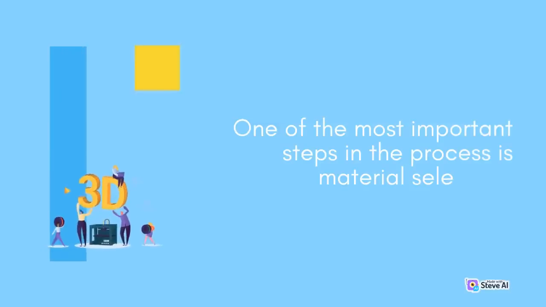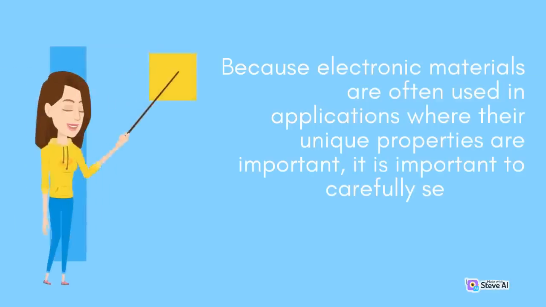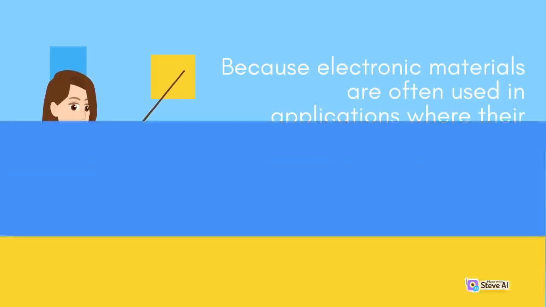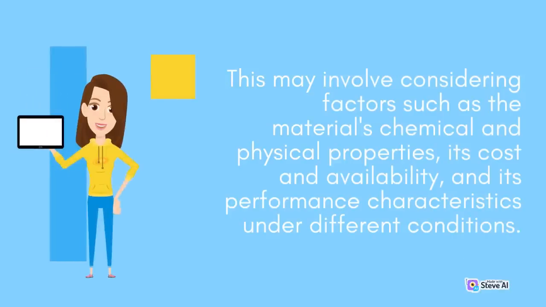One of the most important steps in the process is material selection. Because electronic materials are often used in applications where their unique properties are important, it is important to carefully select the appropriate material for the application at hand. This may involve considering factors such as the material's chemical and physical properties, its cost and availability, and its performance characteristics under different conditions.